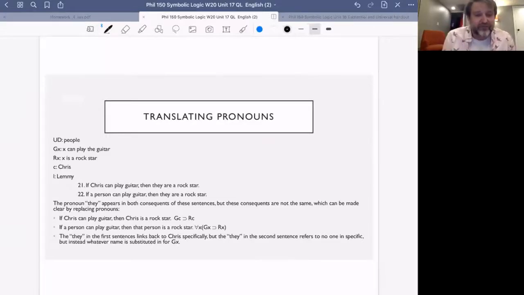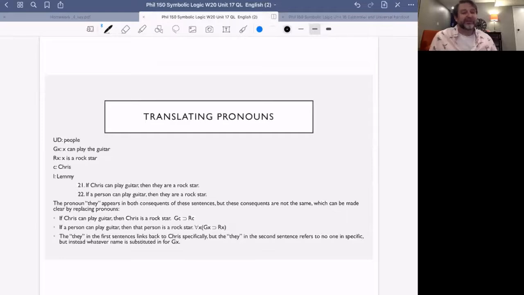Okay. There are important things to bear in mind here about translating pronouns. Pronouns aren't always going to get the same expression in symbolic logic, in quantified logic. The reason is that predicates take their reference from usually some other word that is within the sentence. So consider the following two sentences, right? Here we're talking about people. We're going to say the predicate GX is X can play the guitar. RX is going to be X is a rock star. And then we're going to describe our world as having two people in it. C is Chris and L is Lemmy.